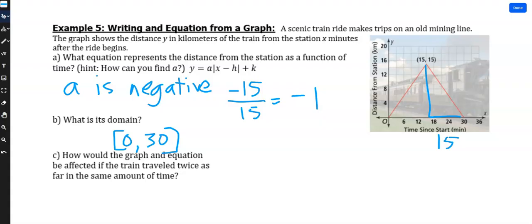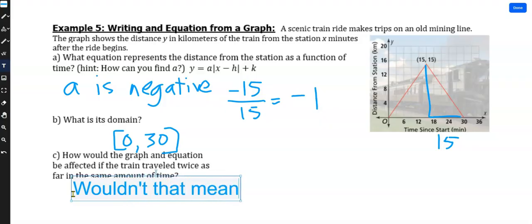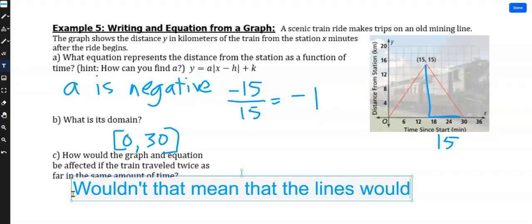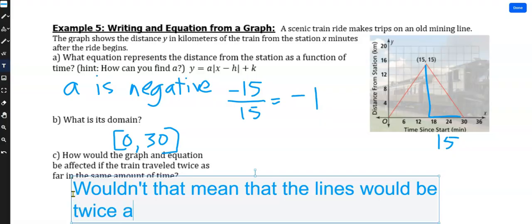How would the graph and its equation be affected if the train traveled twice as far in the same amount of time? Well, twice as far? Wouldn't that mean, speed-wise, that the lines would be twice as steep? Which obviously I'm talking about the slope of the lines.